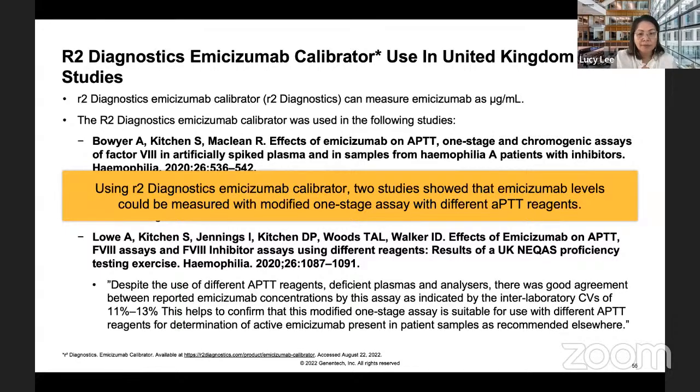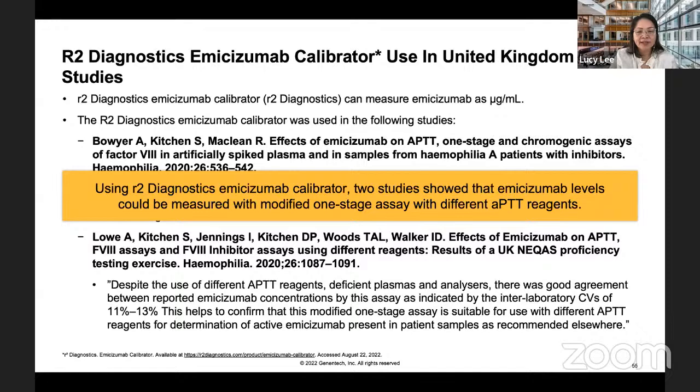And the emicizumab calibrator is available. I'm just going to note that you can see my presentation. I'm hoping that you're able to see it before this. Let me find my train of thought here.